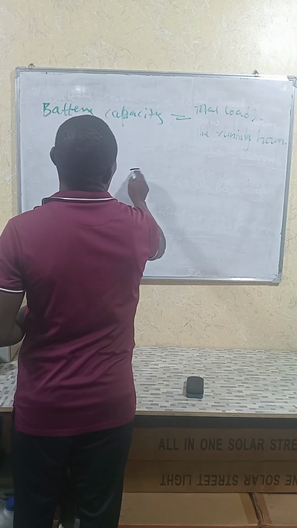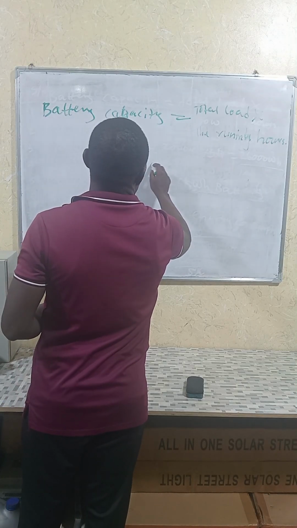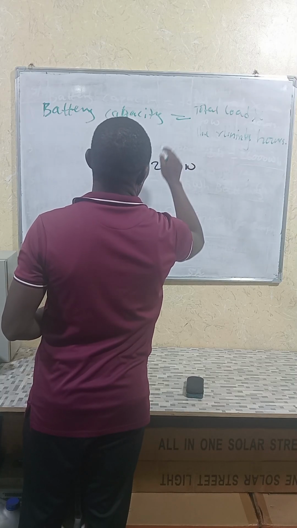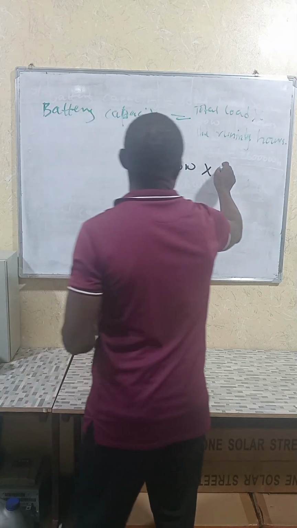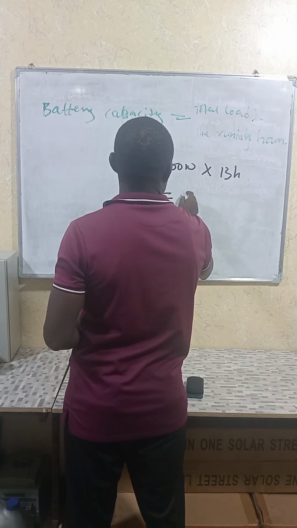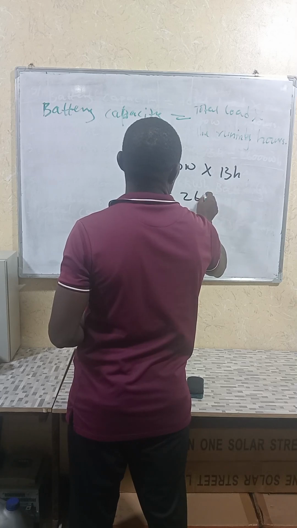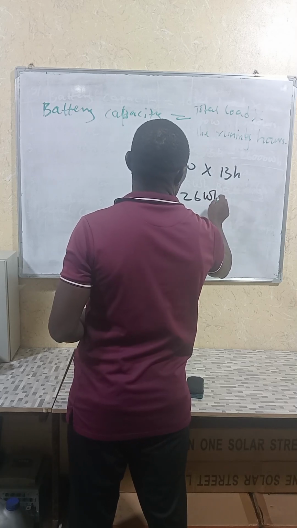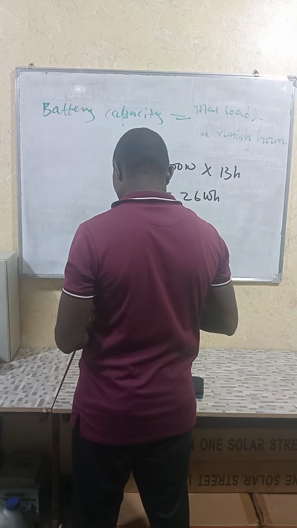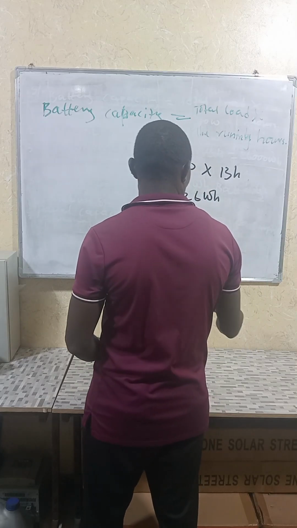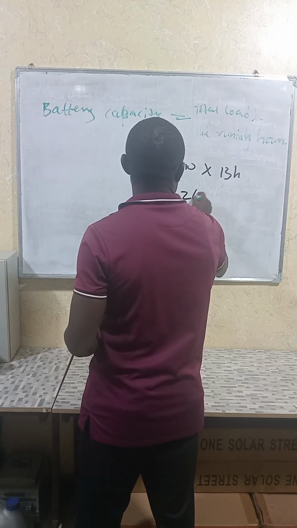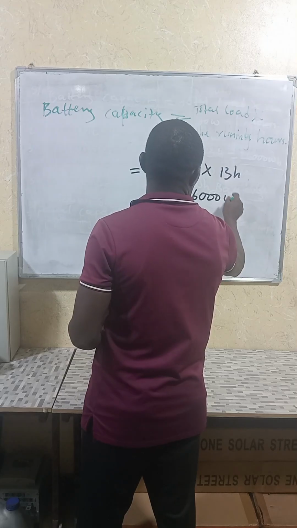That means the battery capacity is equal to what? The total load we have is 2,000 watts, times the running hours, which is 13 hours, which is equal to 26,000 watts hour.